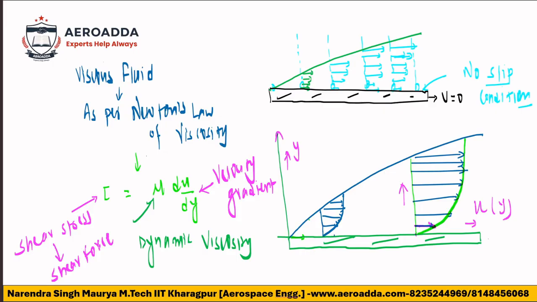The area is the surface area, because it's a tangential stress. So a tangential force will be acting. This tangential force is just like a thin sheet for the fluid. If you check the layers, it's just like a thin sheet. So one sheet will be opposing another.